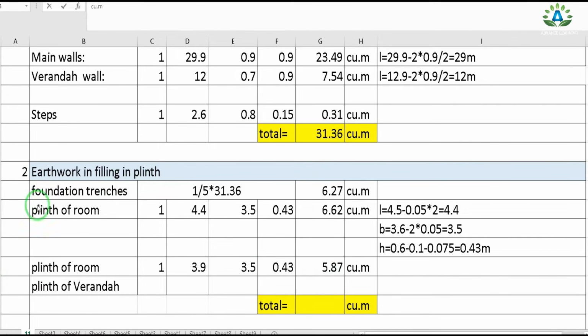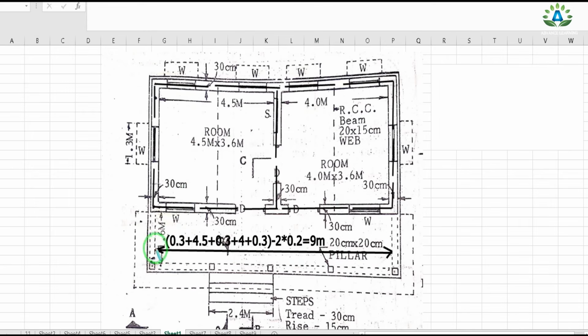Now we need to do this earthwork in filling for the veranda portions. So for this, we need to calculate the total internal dimension of this veranda portion. And to calculate this veranda portion length, first we need to calculate the outer to outer dimension of this side up to this side, and then subtract these two side walls of 0.2 meter. So our outer to outer dimension of this total building equals to 0.3 meter wall plus 4.5 meter room plus 0.3 plus 4 meter room plus 0.3 meter wall, and we have to subtract these two 0.2 meter walls on both sides.